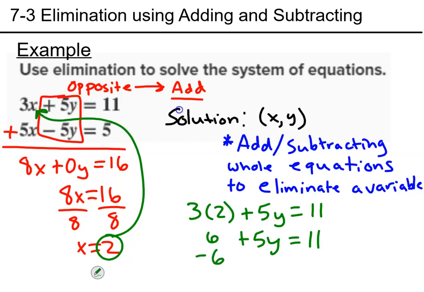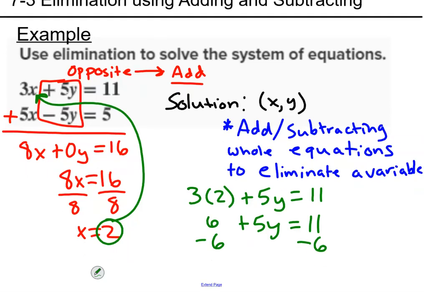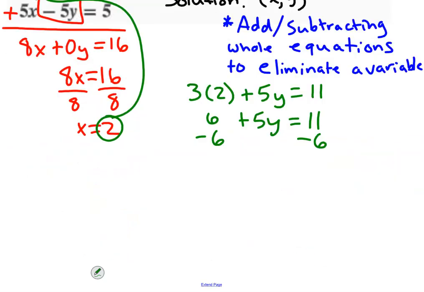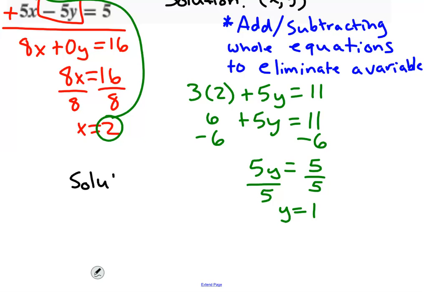Then I would subtract 6 on both sides. We would get 5y equals 5. Then I divide by 5 on both sides and I get y equals 1. So after plugging that in, we were able to find our y value. That brings us to a solution of the ordered pair (2, 1).